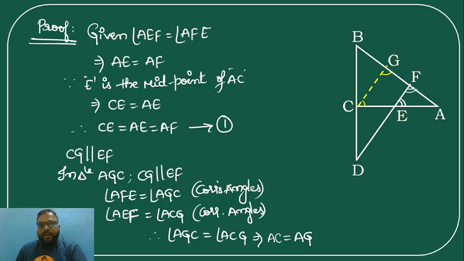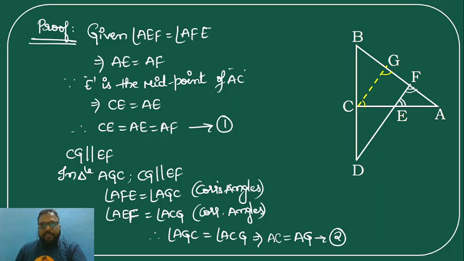Okay. So what are the four angles that are equal? That also we will write in this. So finally we got it as AC equal to AG. Let us name this as equation 2. So finally we got these four angles equal, and hence we got AC equal to AG.